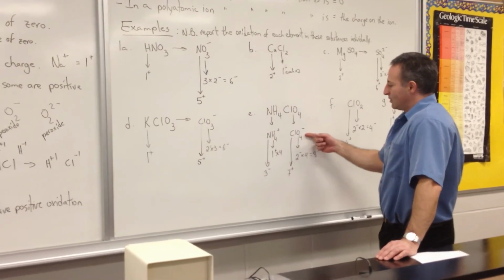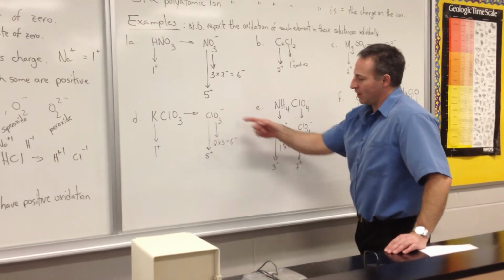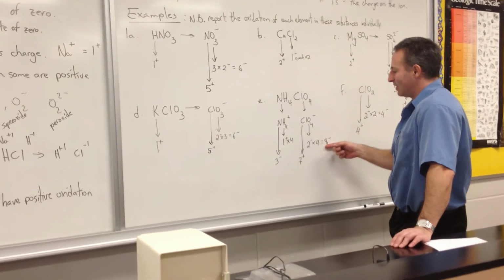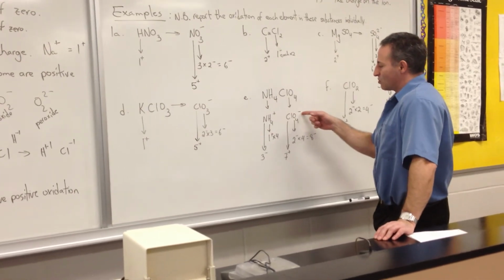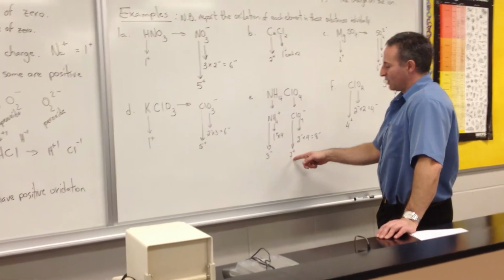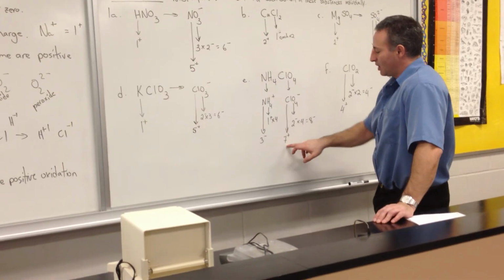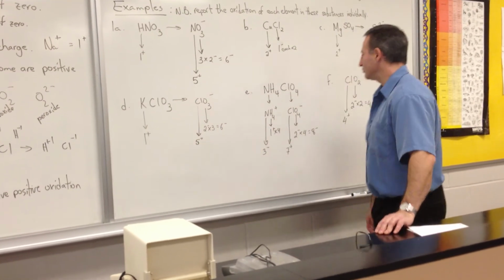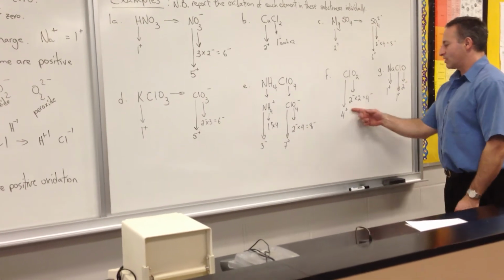The perchlorate anion, when you compare it to the chlorate one, you'll see that there are 4 oxygens, each at -2, so a total of -8. The perchlorate anion is -1 overall, therefore it must mean that the chlorine is +7. So you see that in perchlorate, chlorine has a higher oxidation state than it does in chlorate. Chlorine dioxide we've already mentioned.